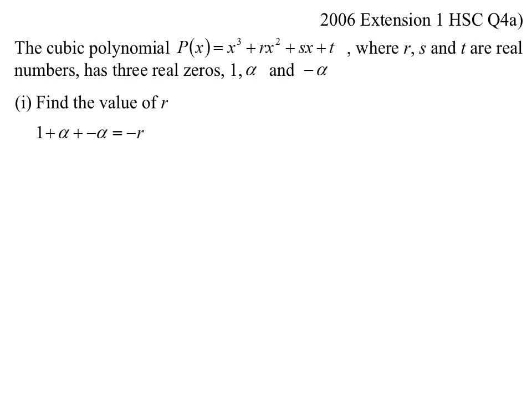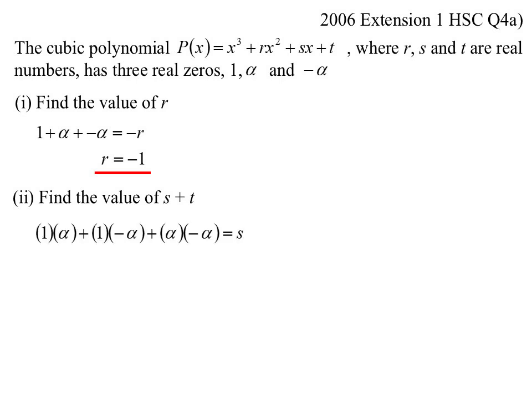This time the sum of the roots 1 at a time is going to be useful because the alpha and the minus alpha will cancel out, leaving me with the sum of the roots just being 1, and that's going to equal negative r. r equals negative 1. That one comes out quite nicely. But the next question, they weren't actually interested in what s is and what t is, but just what the sum of those two things are. So find the value of s plus t.